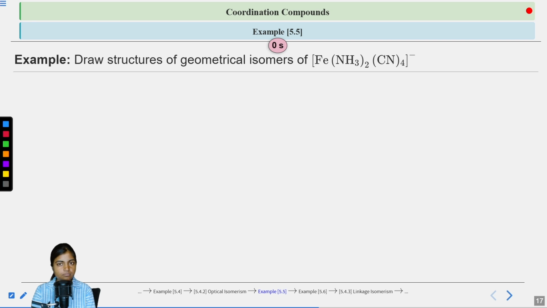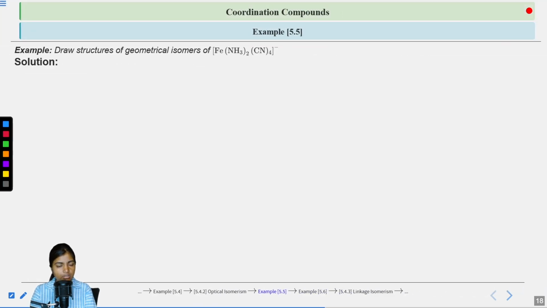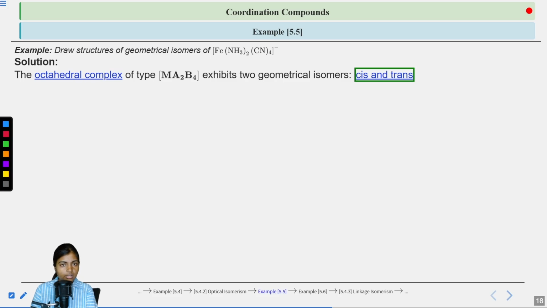Okay, let's see. So for this example, it is an octahedral complex of the type Ma2B4. We have been given this complex iron NH3 twice CN 4. Okay, so this is of type Ma2B4, where A is ammonia and B is cyanide. Okay, these two different ligands are present in this complex. 2 plus 4 means 6, so this is an octahedral complex, and an octahedral complex of this type Ma2B4 exhibits two geometrical isomers, because we are talking about the geometrical isomers of this complex, and the two geometrical isomers shown by this complex are the cis and the trans form.